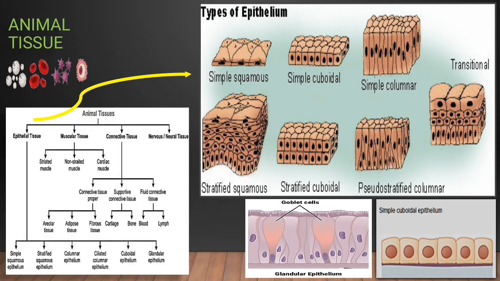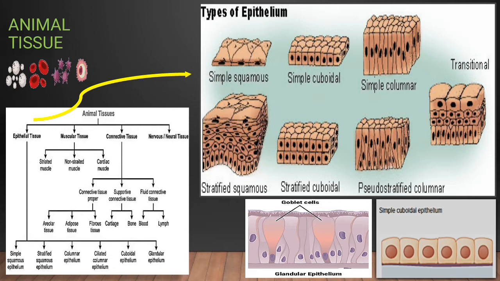Now we have different types of epithelium. We have the simple squamous epithelium. It is found in air sacs of the lungs, in the lining of the heart, blood vessels, and lymphatic vessels. It allows materials to pass through by diffusion and infiltration, and secretes lubricating substances.